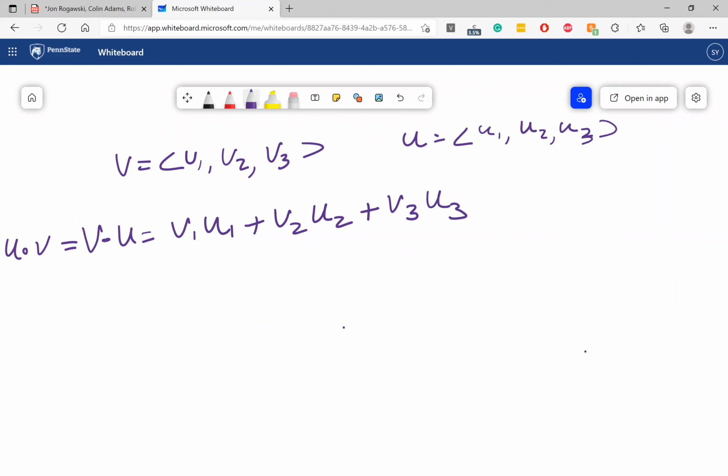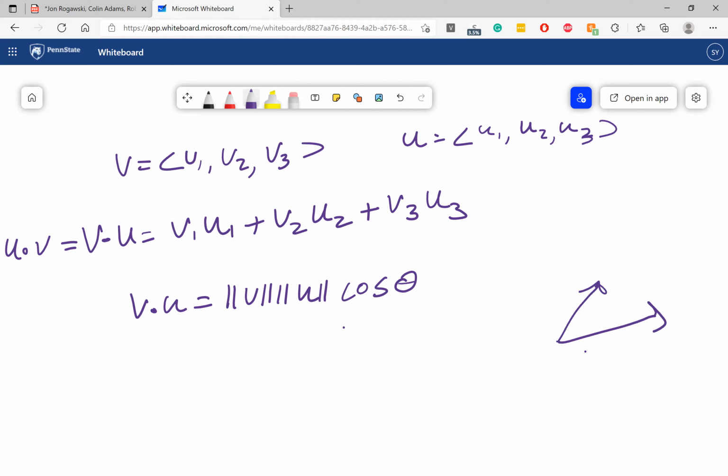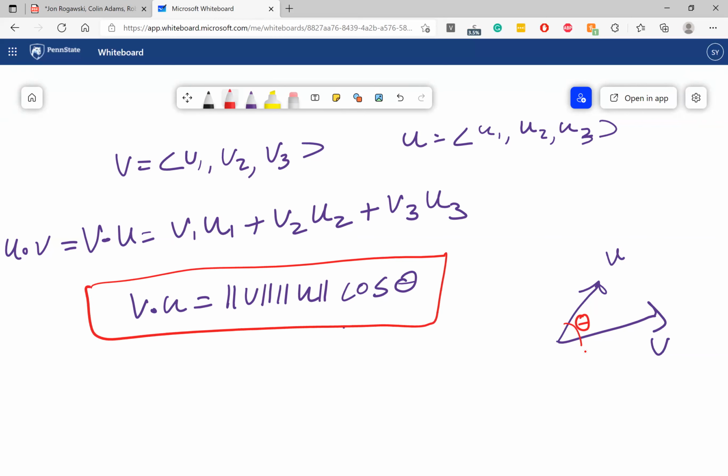And we then said that the dot product is related to cosine with the following equation: V dotted with U is equal to the magnitude of V times the magnitude of U times cosine of theta, where theta is the angle between V and U. So if here's your V and here is your U, this angle over here is theta. And we have this relationship over here.